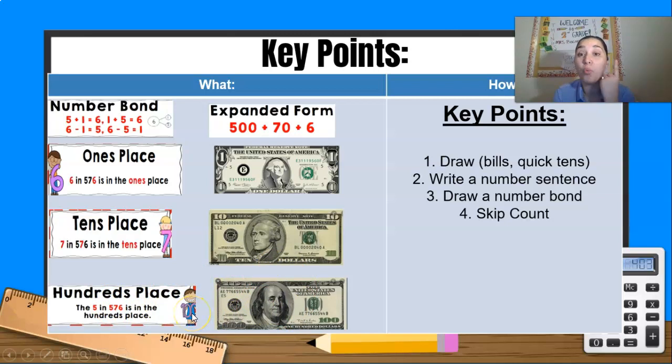So, you're going to have one problem and you can answer it in many different ways. You're going to find the solutions. That's why here are the key points. You can draw, which is key point number 1. These are the steps. But what can you draw? You can draw bills, you can draw quick-dents, you can skip count. Step number 2 is to write a number sentence. Step number 3 is draw a number bond. And step 4 is skip count. These are some examples of how you can find out how many $10 bills are in 1,000.